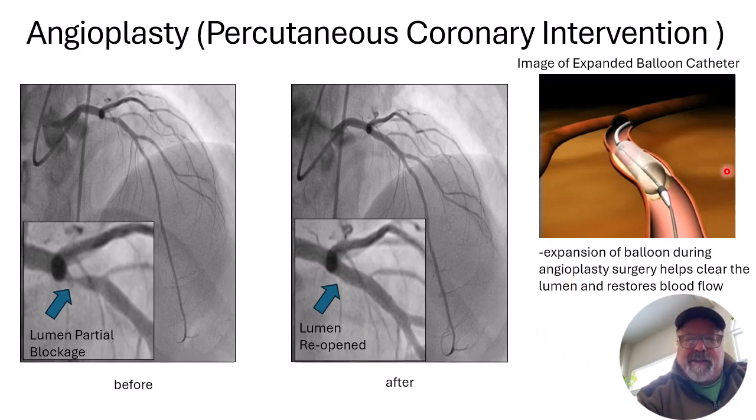Here on the right-hand side, we see an example of this happening in cartoon form where the balloon is being opened and you can see you're squishing the plaque outwards towards the vessel wall, and this is opening up the lumen and allowing more blood to flow downstream into those tissues.